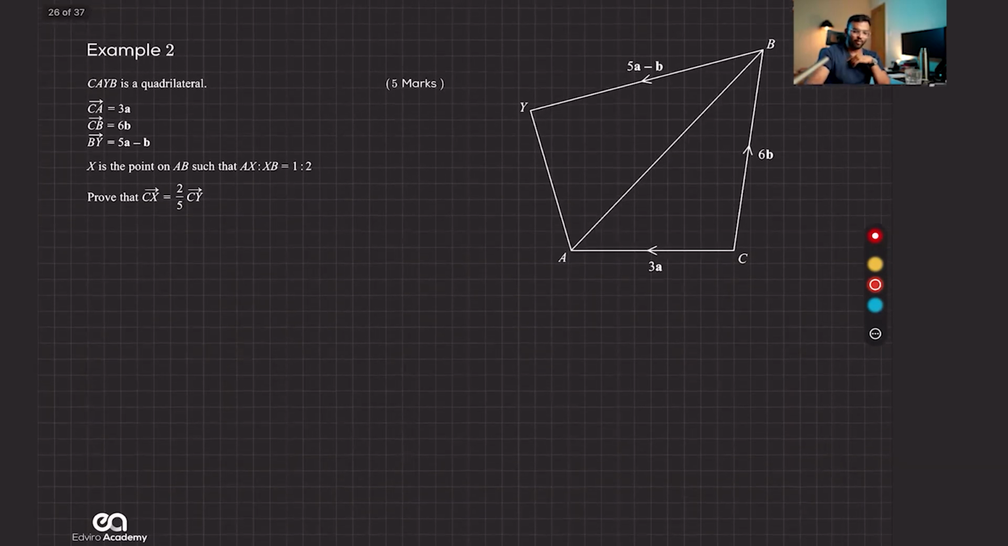Okay, another question. This is a 5 mark one. 5 mark. We're slowly getting there. Firstly, I'll let you guys read the question. I'll be quiet for 30 seconds.